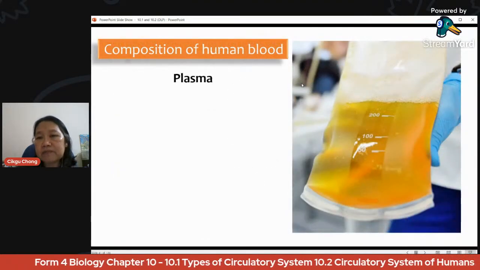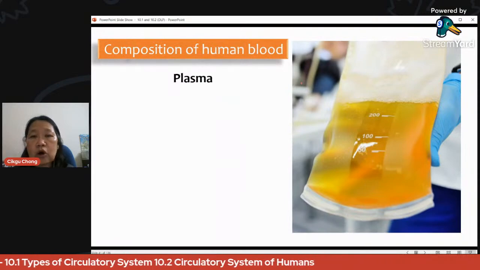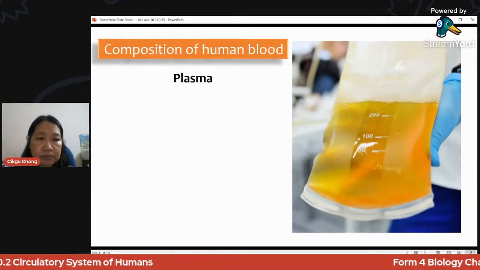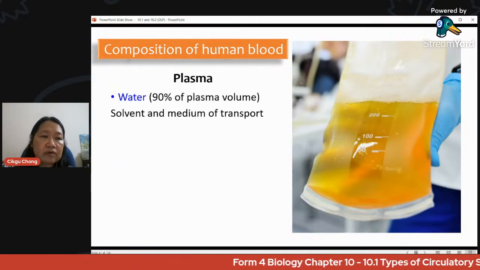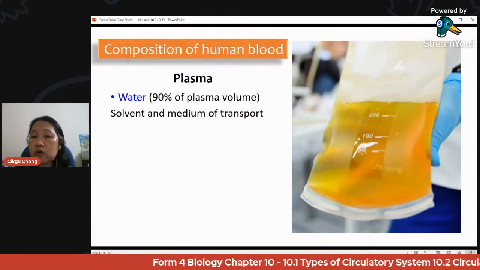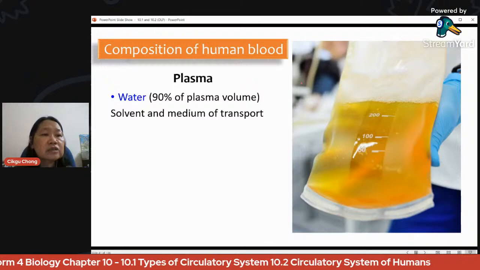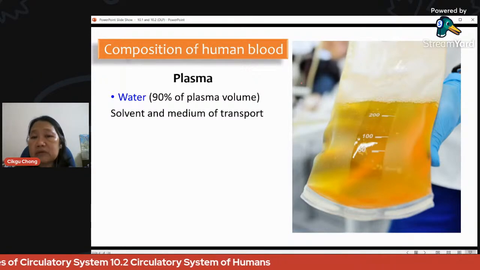Now, plasma. Plasma, you can see that that's the yellow part here. This has been separated. This is not whole blood. Whole blood means the blood that is everything, not separated. So this is already separated, you get the plasma. It consists of water. 90% of the plasma volume is actually water. So you need water to make blood actually. So it consists of solvent. Water is a solvent and it's a medium of transport.